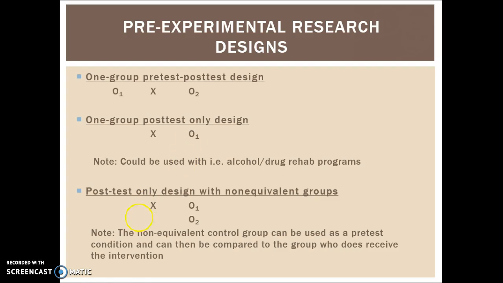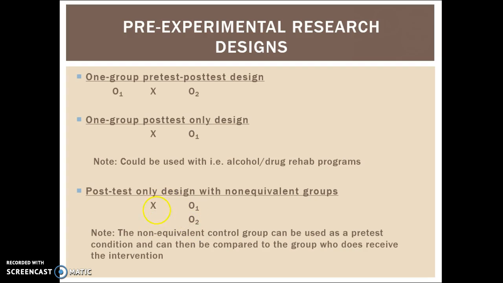Now, if you have a sample of people who might be very hesitant to give you a name or another identifier, then you could use a post-test only design with non-equivalent groups. So that's the third option here. Again, you don't administer any pre-tests. You just have your intervention and a post-test within your treatment group. And then you have a second group, a control group of people that also just take the post-test.